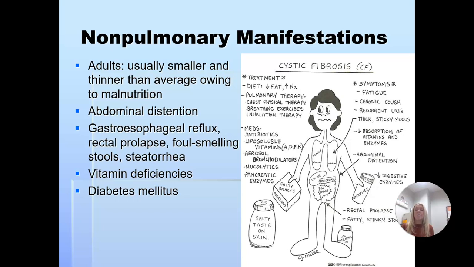Some non-pulmonary manifestations that we'll see, the adults are usually smaller and thinner due to nutrition issues. We can see abdominal distension. We see GERD or gastroesophageal reflux, rectal prolapse, foul-smelling stools, steatorrhea, which is increased fat in the stools, vitamin deficiencies, and increased incidences of diabetes. Again, this does affect multiple systems, not just the lungs, so we will see some other things going on as well.